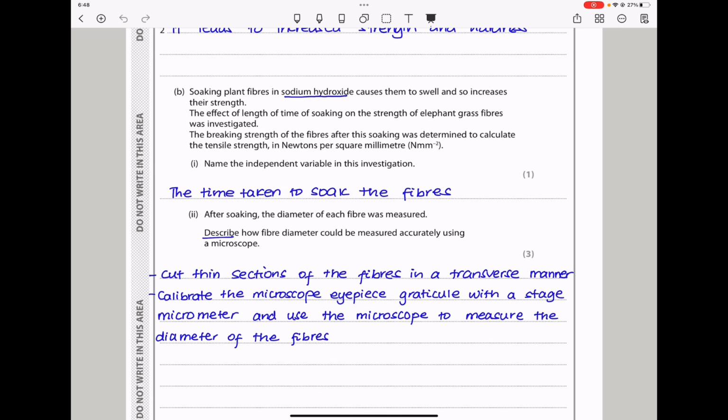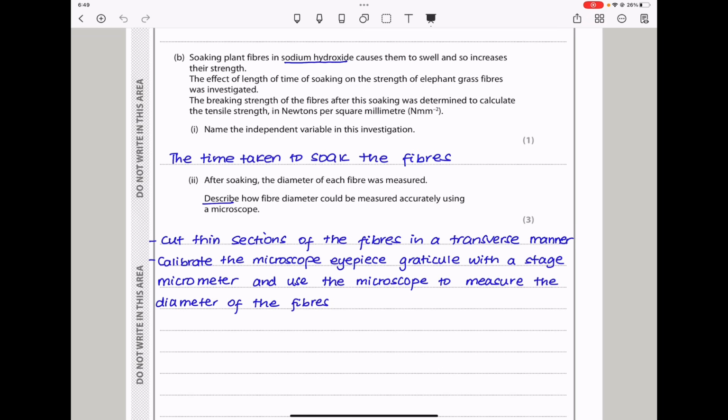In part B, soaking plant fibers in sodium hydroxide causes them to swell and so increases their strength. The effect of length of time of soaking on the strength of elephant grass fibers was investigated. They say the breaking strength of the fibers after soaking was determined to calculate the tensile strength in newtons per square millimeters. They say name the independent variable in this investigation. The independent variable is something that varies during the experiment. So in this case, because they're studying the effect of length of time of soaking, we can say the time taken to soak the fibers is going to be the independent variable.